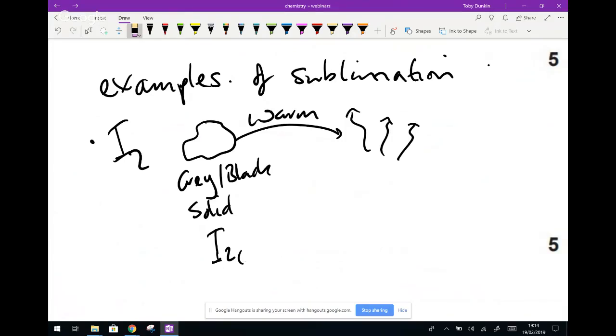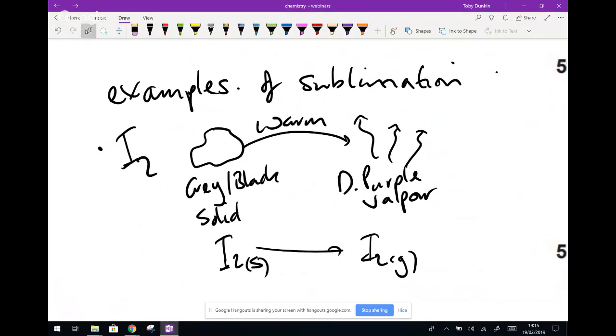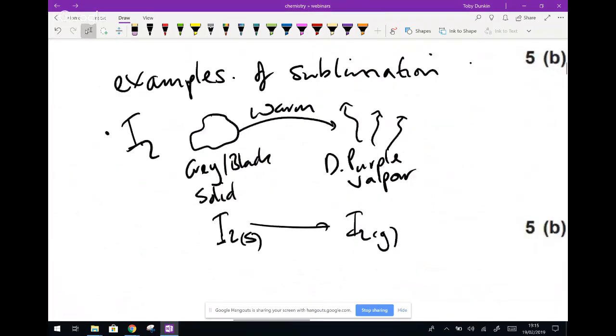I'm not doing very well today. Iodine solid, jumping straight to iodine gas. And this, of course, gives you a dark purple vapor. So iodine is the most common one. The next one, Johan, well done. And Lucas, outstanding. I'm super impressed.